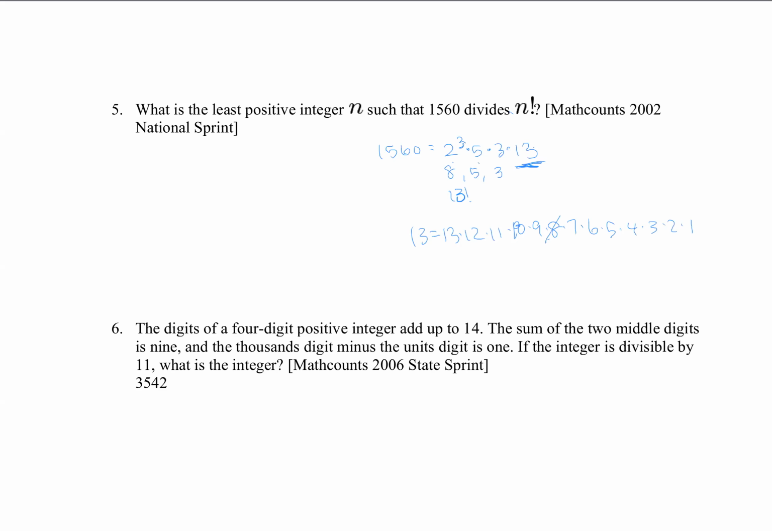And we can see that the 8 is found in here, the 5 is found in here, and the 3 is found in here. So the least positive integer n such that 1560 divides n factorial is 13, because 1560 divides 13 factorial. If there's any questions, just put it in the Q&A. If there's no questions about this problem, we can move on to the next problem.